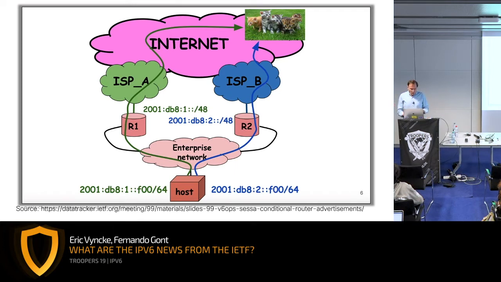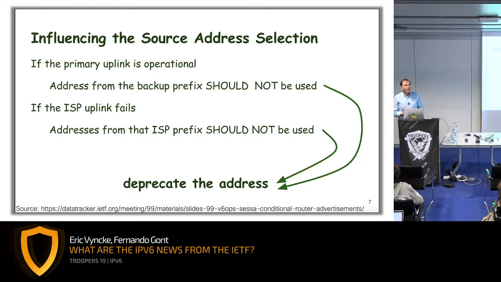A very, very simple way of doing it is relying both on the source address selection and on the route advertisement itself. So if a primary link is operational, with two routers, the address from the other, the backup prefix, should not be used. You can say, I got a prefix from B, but the preferred lifetime is 0, so I don't use it. But I am the preferred router, I am sending you prefix A with a preferred lifetime higher than 0, so you will use it.